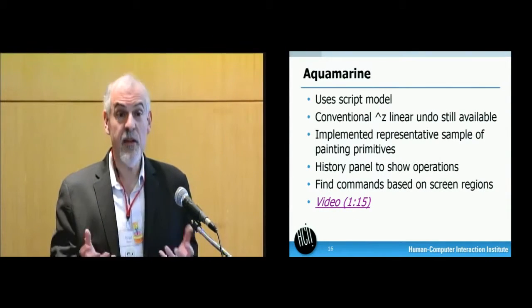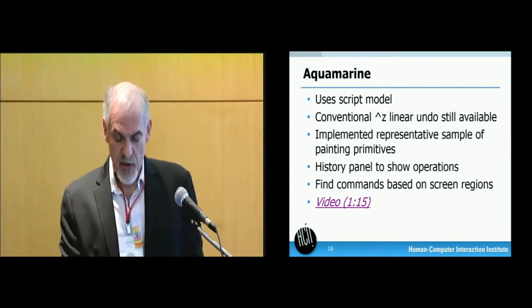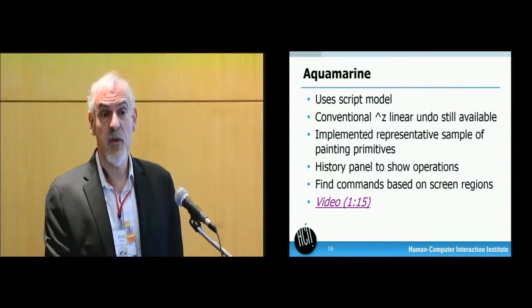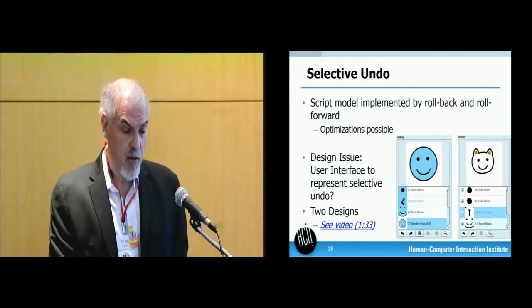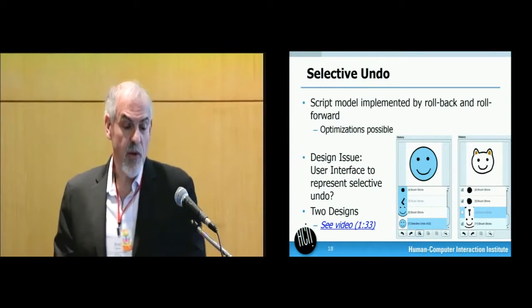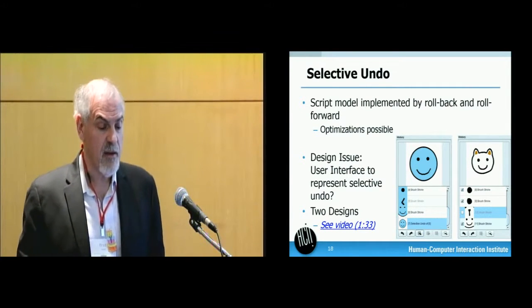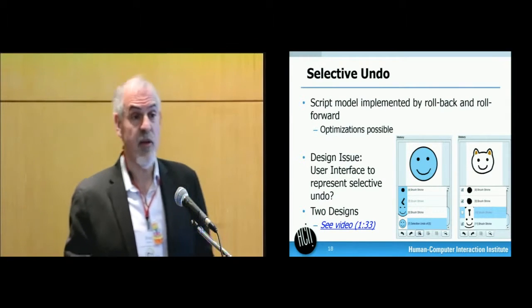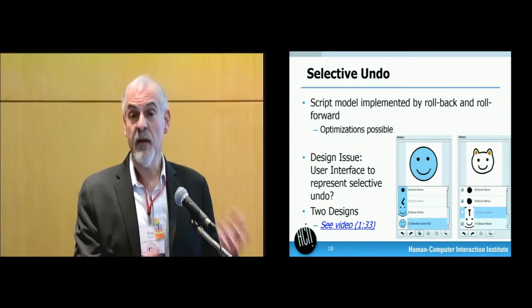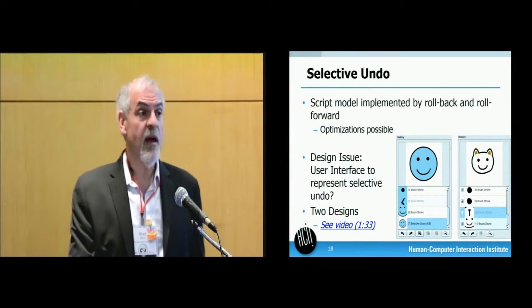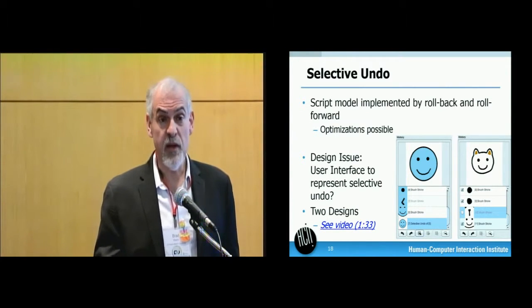Okay, so that's kind of the general way it works. It's pretty much the same as any other painting program, and the history panel so far is somewhat similar to what you would find in Photoshop. So we wanted to add selective undo with the script model, and we implemented the script model in pretty much the obvious way, which is to roll back to the operation before the one you want to selectively undo, skip the one that you didn't want anymore, and then roll forward.